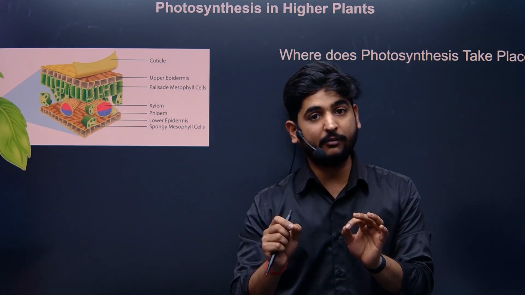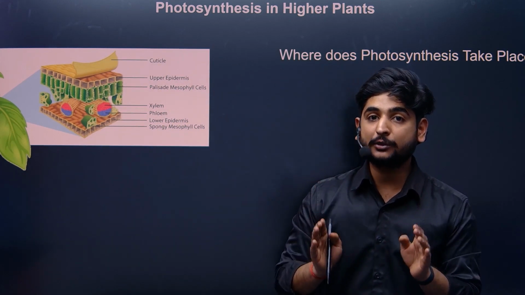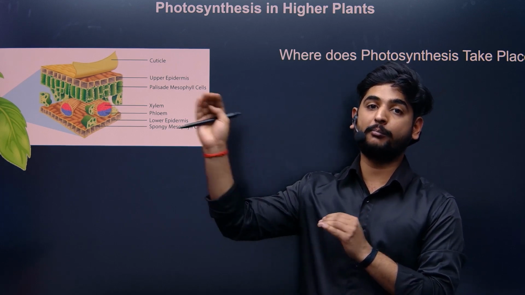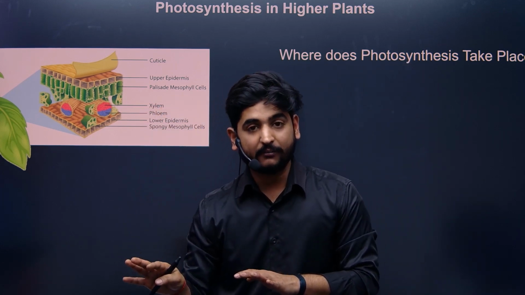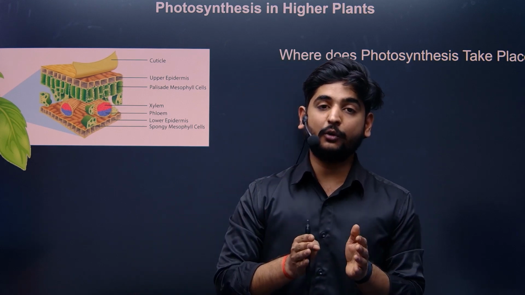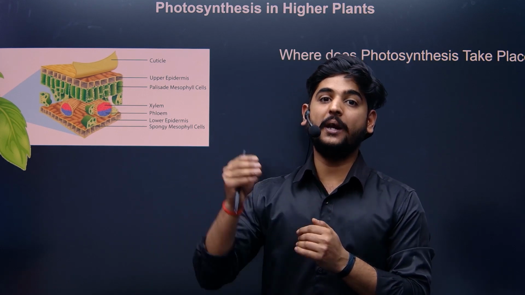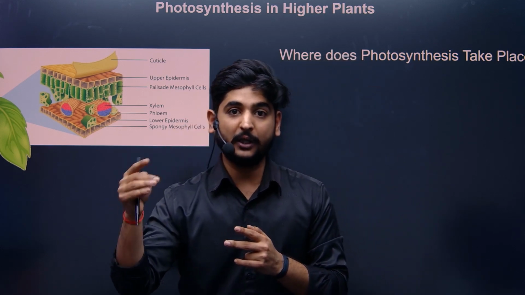Now listen very carefully. Photosynthesis takes place in green parts of the plant. Now green parts of a plant could be a leaf, very nice. Other than the leaf, it could be a stem, it could be a flower, it could be a fruit, it could be a root.